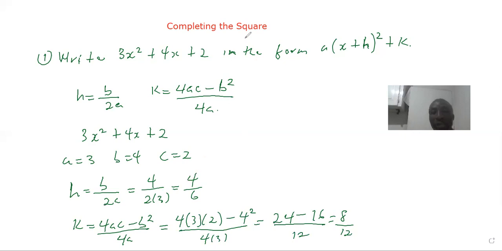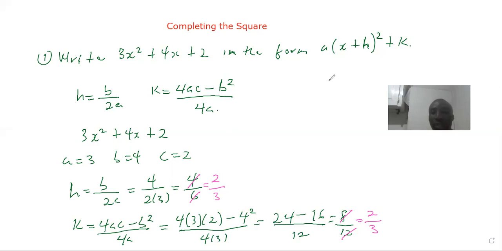Now I can simplify these values, if it's possible. 2 goes into 4 two times, and 2 goes into 6 three times. So h is 2 over 3. I do the same thing for the k. I use 4. 4 goes into 8 two times, and 4 goes into 12 three times. So it happens that my h value and my k value happen to be the same. When I finish, this is step 1.